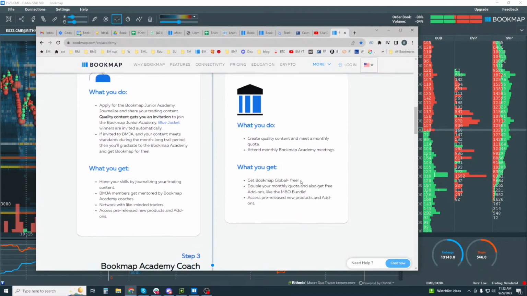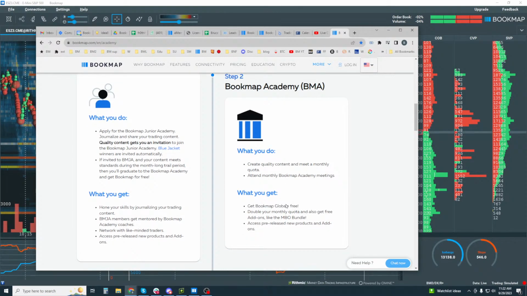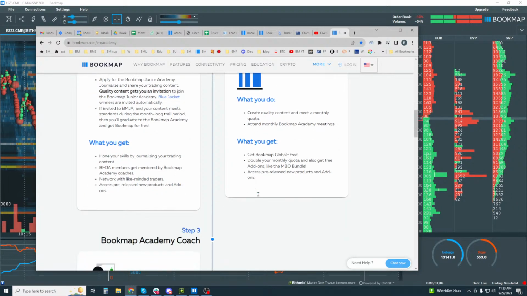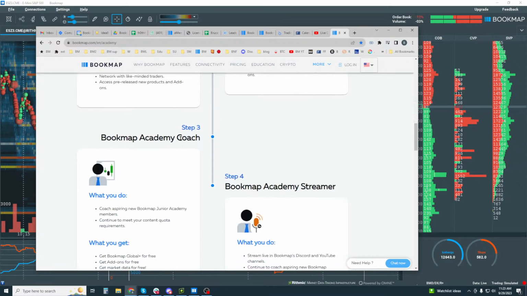That's where you can get Bookmap for free, Global Plus for free. So you've got to earn it every month though. You don't just get it lifetime or anything like that. You'll get it for the month. Make your quota again and you'll get it for free. If you double the quota, I will give you also the MBO bundle for free, access to our stops and icebergs. Maybe you're happy with just completing step 2, or you can take it further. And that's what we're going to go over today.